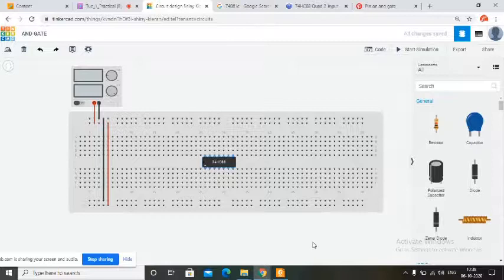So the rest of the components that we will need: you will give supply from here. This black wire means 0, right? Black means ground or 0, whatever you want to call it.